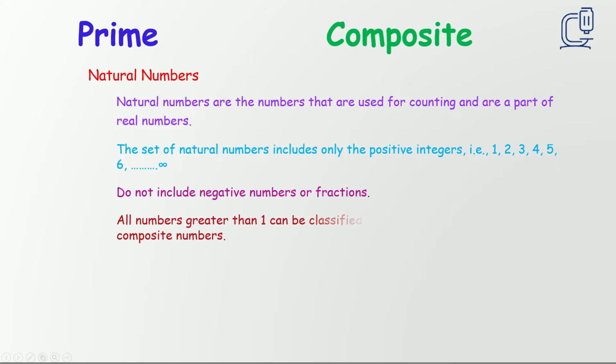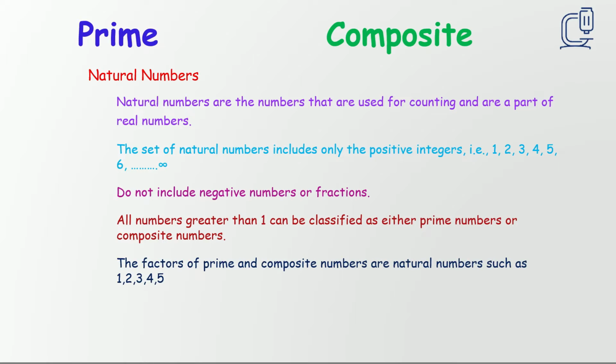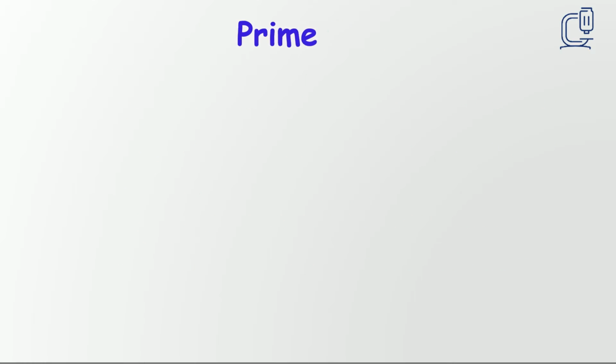All numbers greater than 1 can be classified as either prime numbers or composite numbers. The factors of prime and composite numbers are natural numbers such as 1, 2, 3, 4, 5. Let's start by looking at prime numbers.